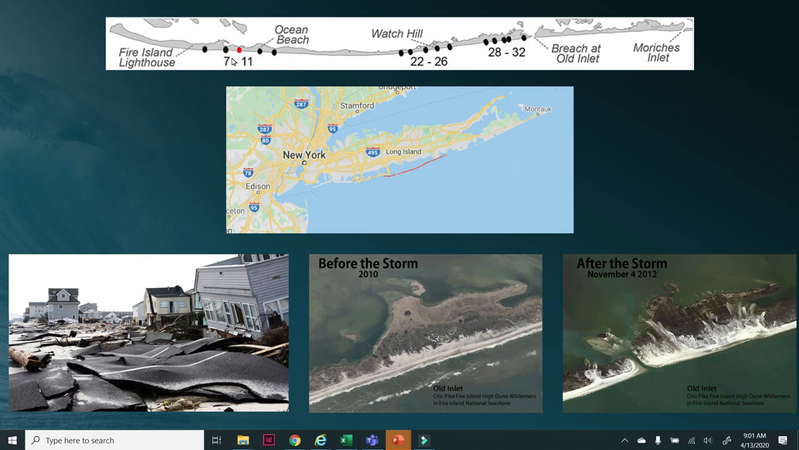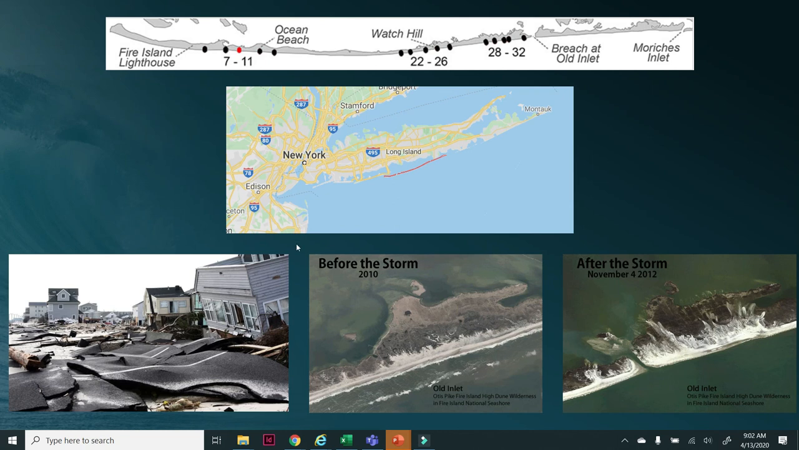And this area was really pummeled by Superstorm Sandy in 2012. So this was October of 2012, right? Superstorm Sandy came up the East Coast. It was quite late in the season. It was actually Halloween. And it came ashore in New Jersey. It came ashore right around here, okay?